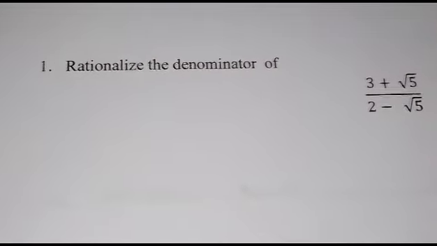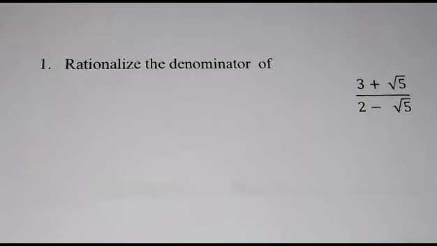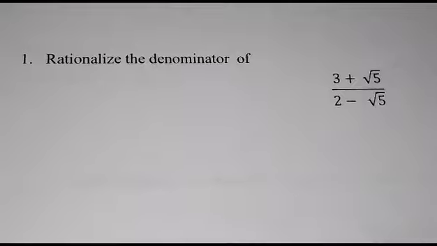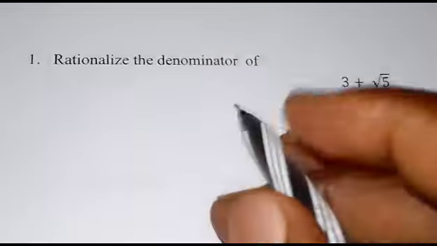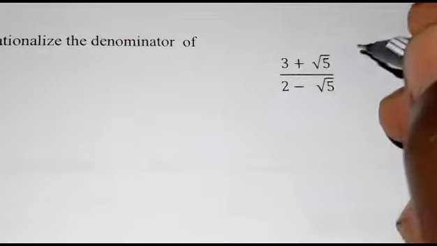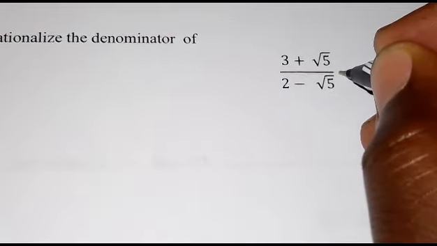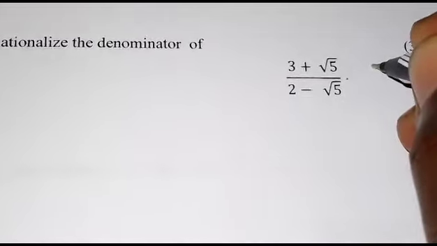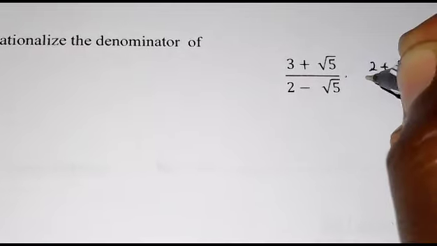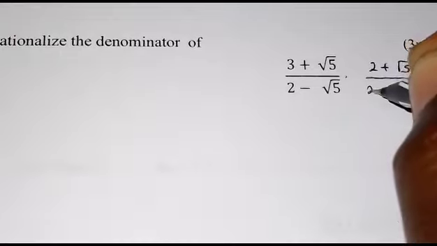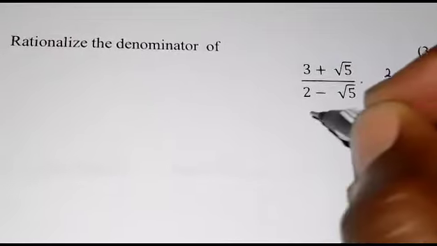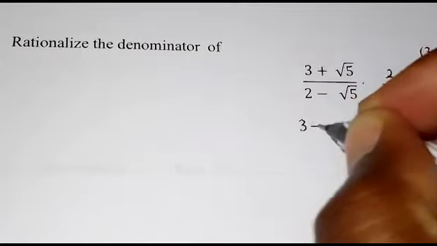I think the first question reads: rationalize the denominator of (3 plus root 5) over (2 minus root 5). Okay, so for the solution, we are going to multiply by the conjugate of this one. The conjugate of this is 2 plus root 5, on both numerator and denominator. And then when you do that, the numerator turns out to be 3 plus root 5.